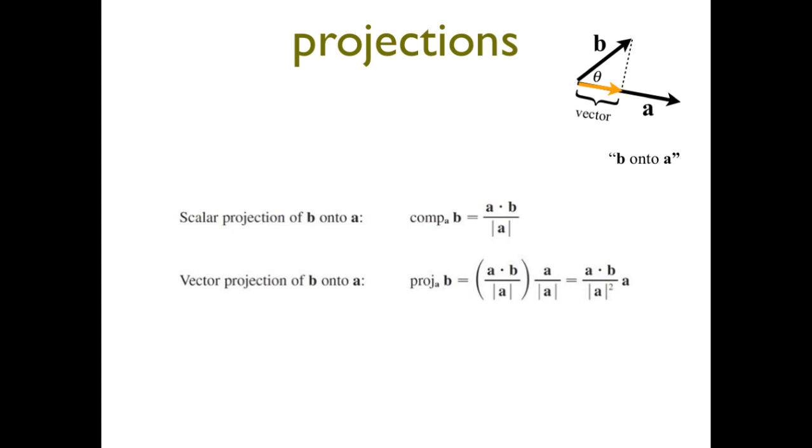So here's the scalar projection. We use this notation, comp for component. So it's the component of B on A. The subscript is the A, the one you're doing it onto. And then here's the projection of B onto A. So the formulas are the same two ones we came up with, but this is the notation now for scalar projection and vector projection.